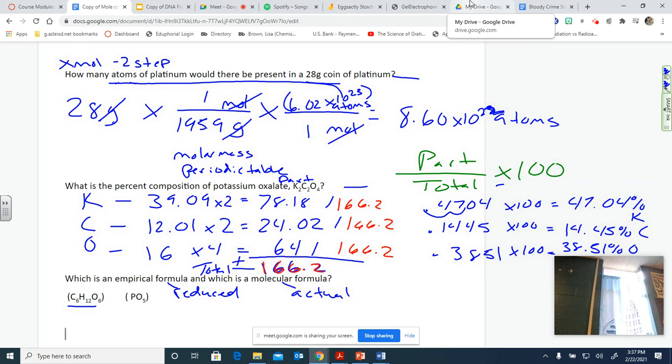So when I look at these two, which one is reducible? The first one. I can take the 6, 12, 6. They can all be divided by 6. So that one is reducible. So this is my molecular formula. That's a real formula. It's sugar. That's regular sugar. And then this, PO5, I can't reduce that anymore. So that is my empirical.